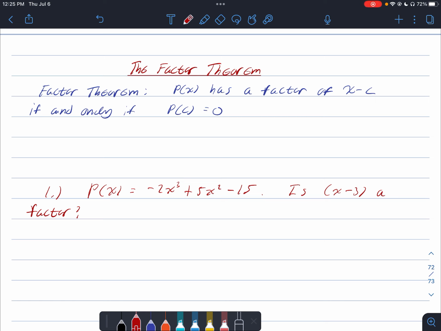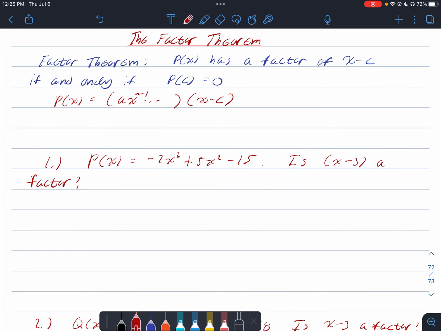And what this really means is that you can write p of x as some other polynomial, ax to the whatever dot dot dot, times x minus c. That's really what we're saying here. I guess we could say it's n minus one, so it'll be a different a, but it'll be a degree lower polynomial, right? So that means we're able to start to factor these polynomials this way. We have reduced this polynomial just ever so slightly. Let's see what this looks like in practice.